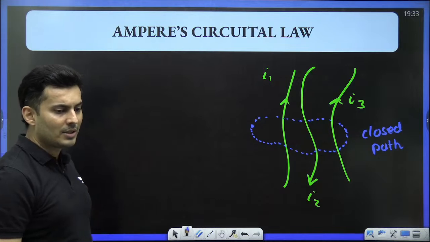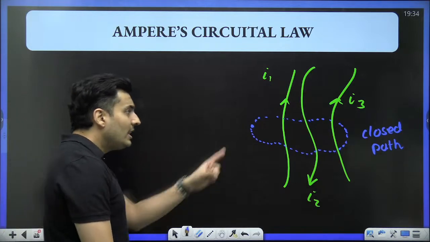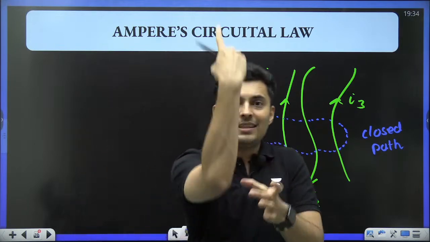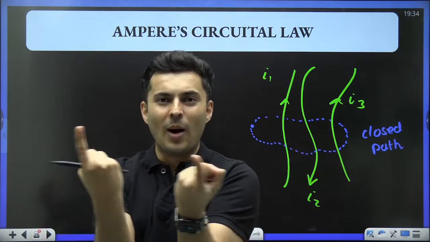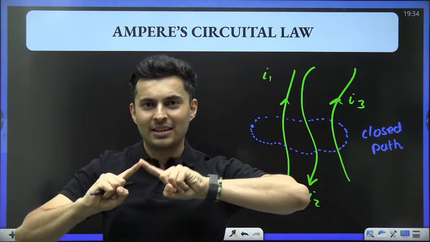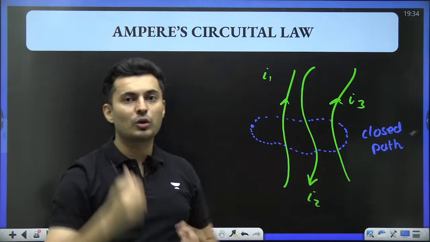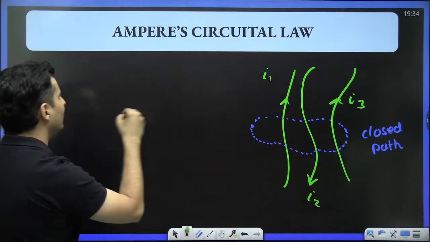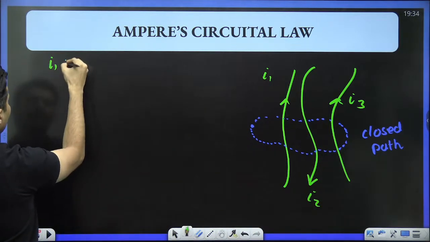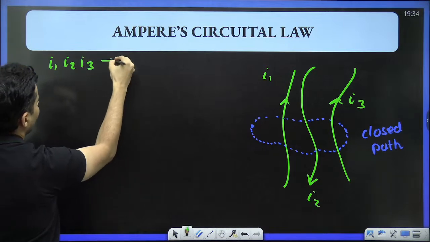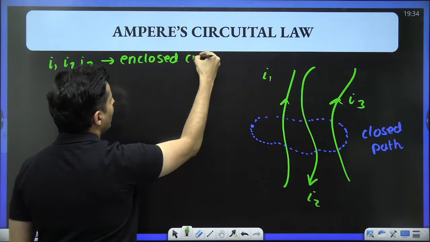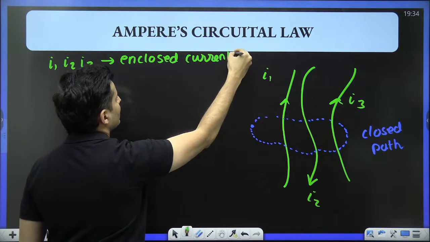Do you see that? This is basically now a closed path. These currents I1, I2, I3 are piercing inside that path. Imagine that blue path. The currents are piercing through that particular closed path. So I1, I2, I3, etc. are called enclosed currents. What are they called? Enclosed currents.